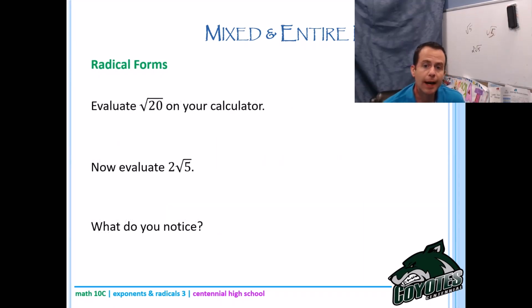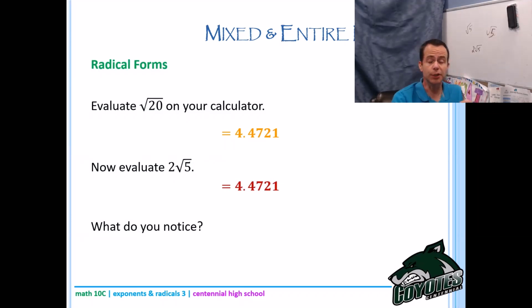So grab your handy-dandy trusty-dusty calculator and tell me what the root of 20 is. You should get 4.4721 and so on. Now I want you to type 2 root 5 in, and you should get the exact same thing.